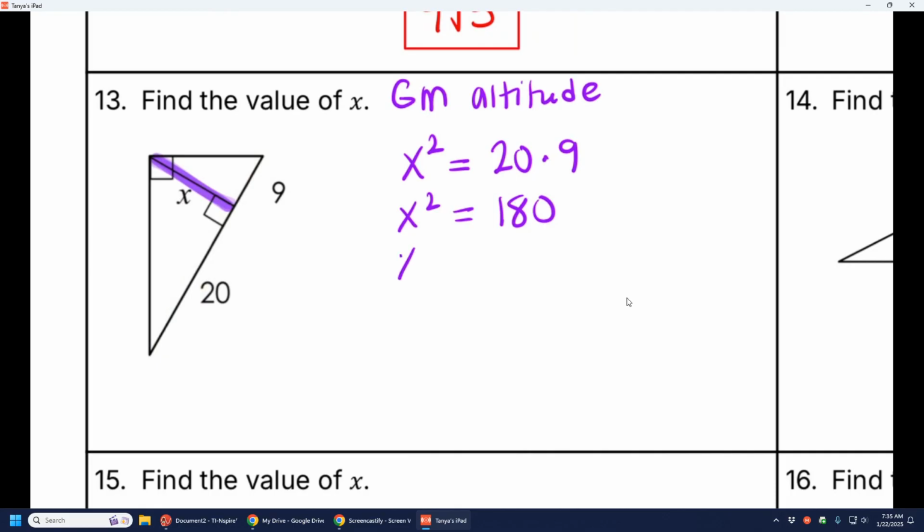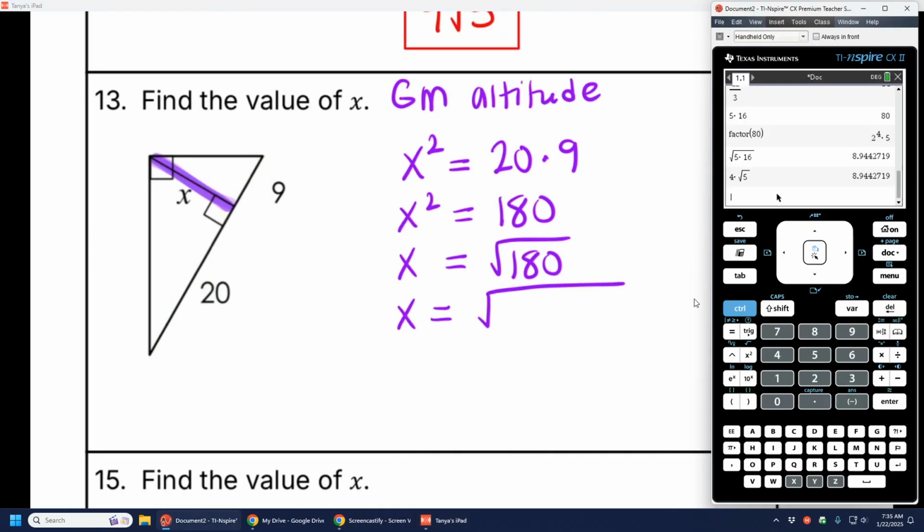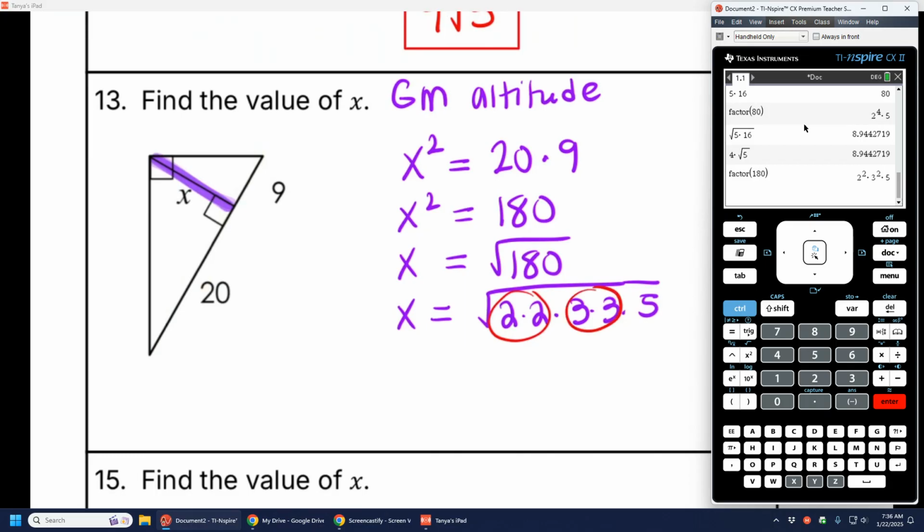We're going to want to take the square root of both sides, so x equals square root of 180, and simplify as much as you can. So I'm going to use my calculator to find those factors. Menu 2, 3, 180. So 2 to the second, 3 to the second, 5. So that means that there's 2 2's, 2 3's, and 1 5. So anything that's a pair can go on the outside. We're going to multiply. 2 times 3 is 6. And then that 5 stays on the inside. So final answer is x is 6 square root 5.